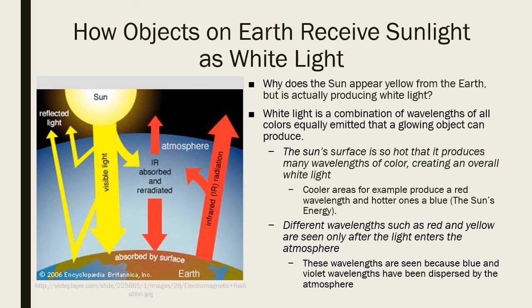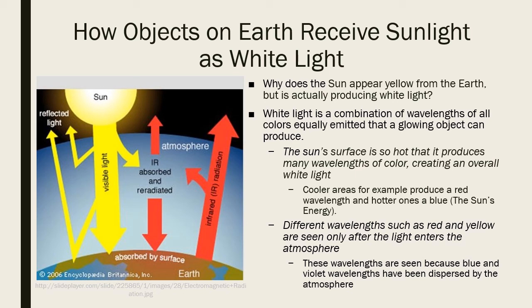How objects on Earth receive sunlight as white light. Why does the sun appear yellow from the Earth but is actually producing white light? White light is a combination of wavelengths of all colors equally emitted that a glowing object can produce. The sun's surface is so hot that it produces many wavelengths of color, creating an overall white light. Cooler areas, for example, produce a red wavelength, and hotter ones a blue.